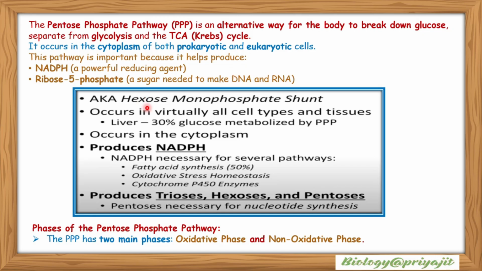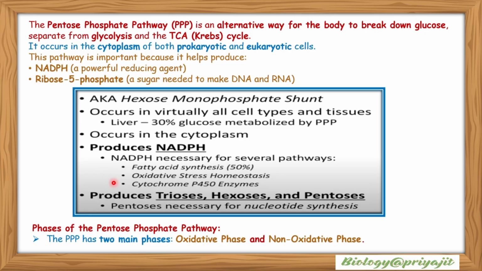The pentose phosphate pathway is also known as the hexose monophosphate shunt. It occurs in virtually all living cell types and tissues. In the liver, 30% of glucose is metabolized by the pentose phosphate pathway, and the process occurs in the cytoplasm. This process produces NADPH, which is necessary for several pathways like fatty acid synthesis, oxidative stress homeostasis, and cytochrome P450 enzymes. This pathway produces trioses, hexoses, and pentoses, and the pentoses are necessary for nucleotide biosynthesis.